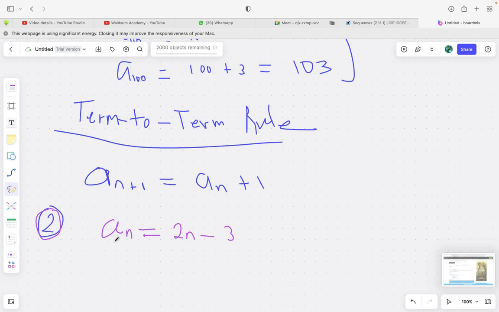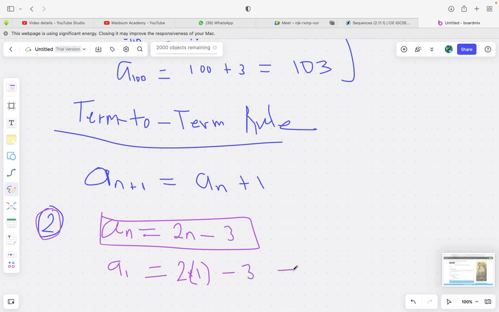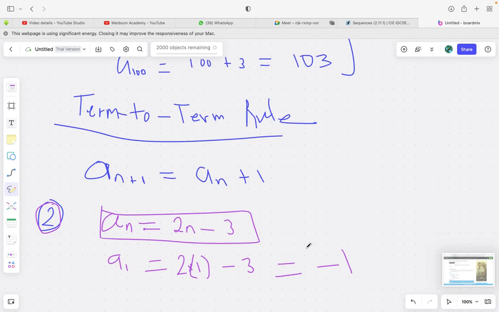An is for term. So if I want A1, the first term, using this formula, you see I've replaced n with 1. So I will use n to be 1. I'll say 2 times 1, or 2 bracket 1, same thing, then minus 3. 2 times 1 is 2, 2 minus 3 is negative 1. So I'll get negative 1, right? That's my first term.